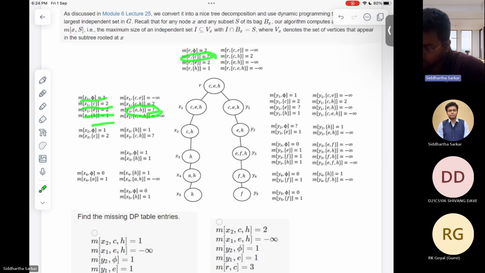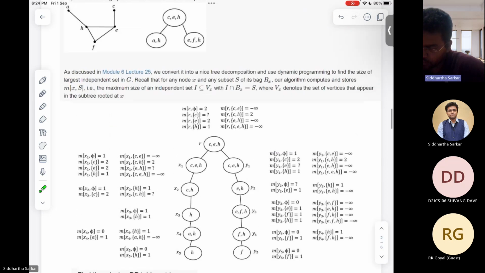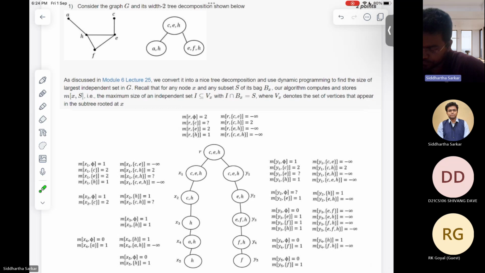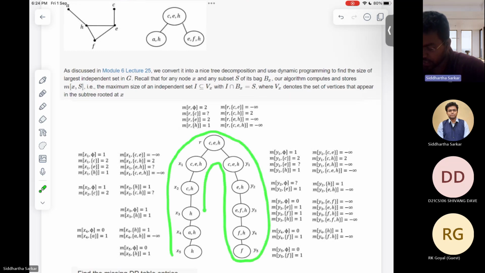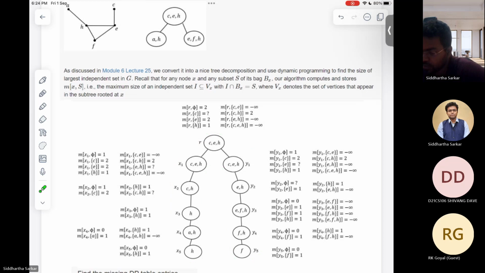So we want to fill these missing table entries. Okay. So the first thing we have to do is find a nice tree decomposition of this graph. And fortunately, we have been given this nice tree decomposition. Now, first, let us verify that this is a nice tree decomposition.